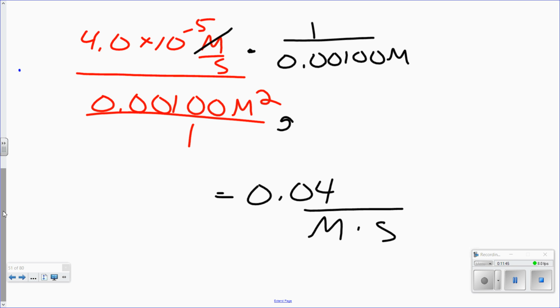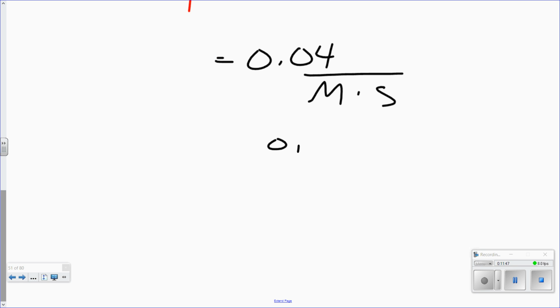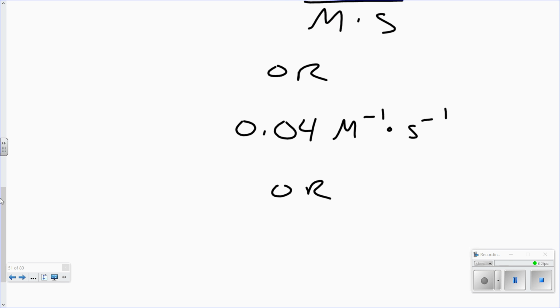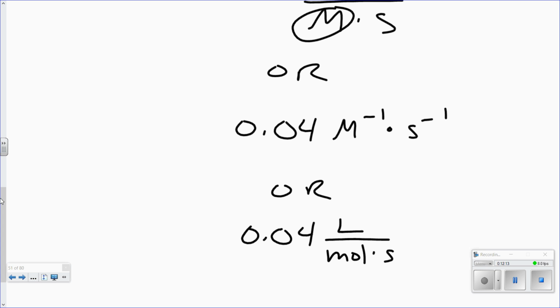Don't be confused. If they list it as 0.04 molarity to the negative 1 times seconds to the negative 1, it's the same thing. Don't be confused. If they list it as 0.04 liters over moles seconds, that's just the reverse of this right here. It's just liters over moles, because it's moles per liter. 3 ways to do it. It's no big deal.